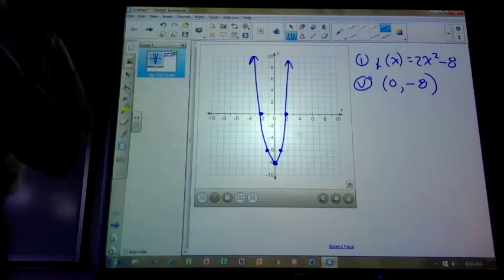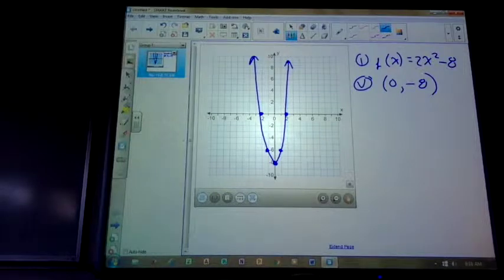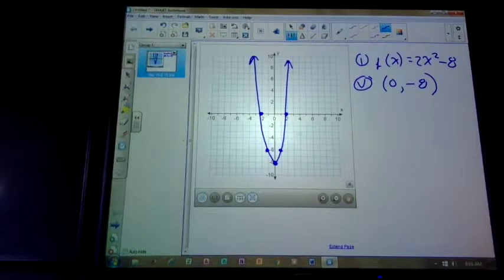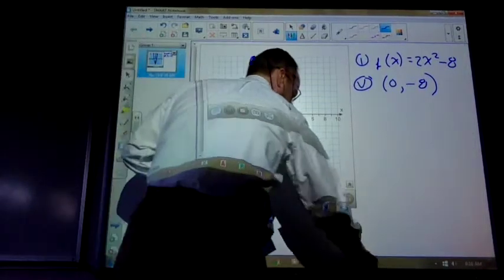Let's see. Axis of symmetry of this problem, x equals 0. Okay, it's the x component of the vertex. The vertex is 0, negative 8. And the y-intercept happens to be where the vertex is in this case. So that answered those questions. And then problem number 2, we'll draw it on the same grid.